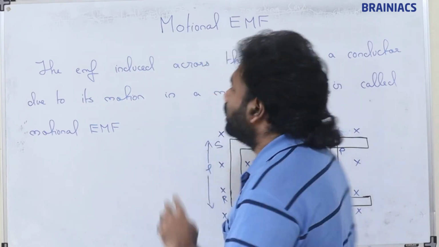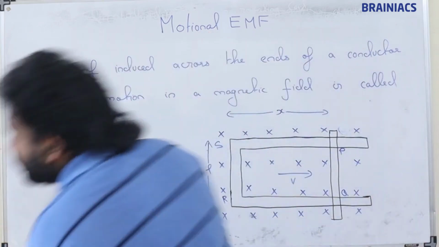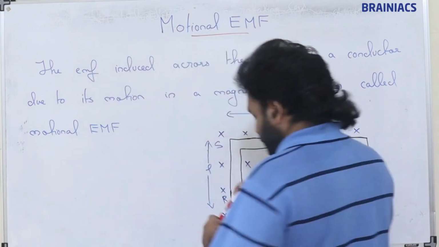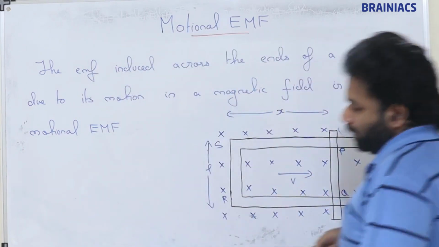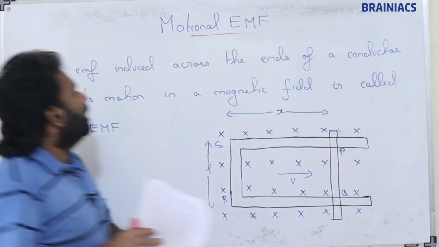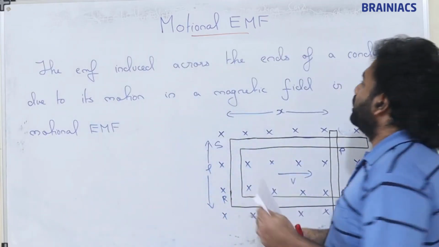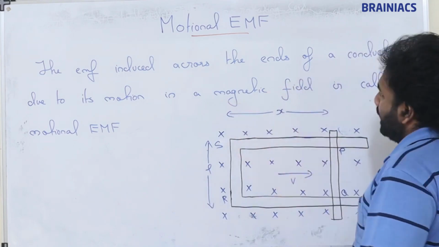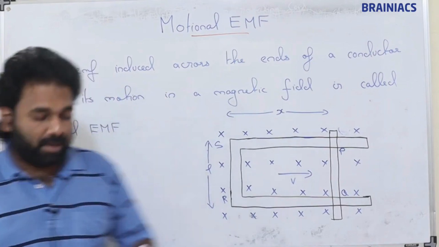Today we are going to see motional EMF. Motional EMF is the EMF induced across the ends of a conductor due to its motion. The EMF induced across the ends of a conductor due to its motion in a magnetic field is called motional EMF.